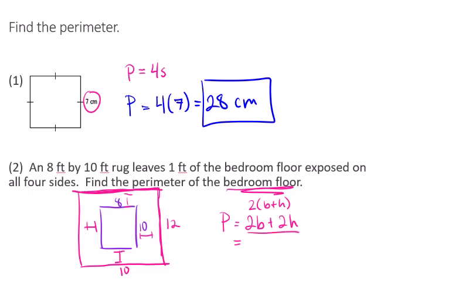I'll just use this one, it's a little more common, although I think I like the other one a little bit better. It would be 2 times 10 plus 2 times 12, so 20 plus 24, which equals 44. So perimeter equals 44, and this time we're talking about feet. Remember, these are one-dimensional. All right, and that's our answer.